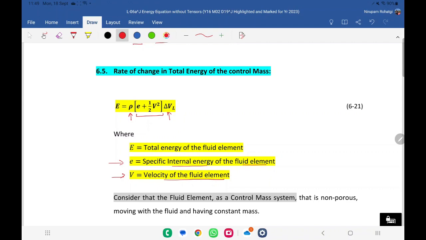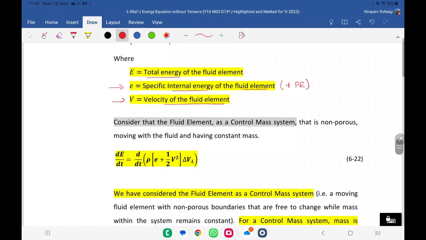So now this total energy should also contain the gravitational potential energy, because this is the total energy of the fluid element.